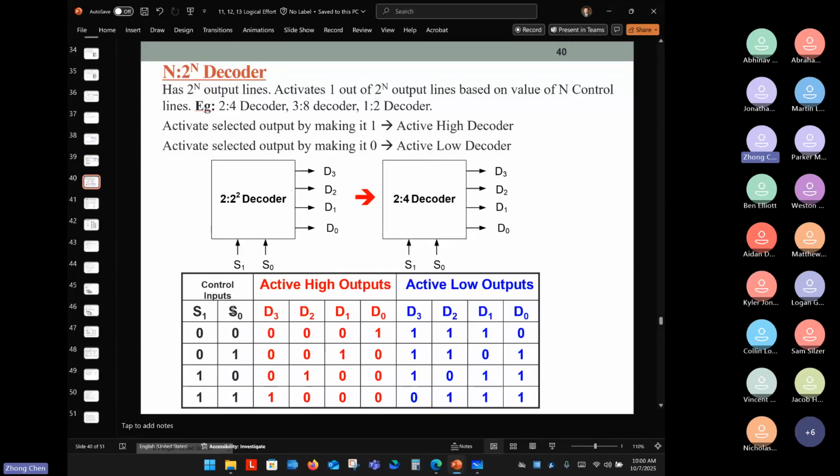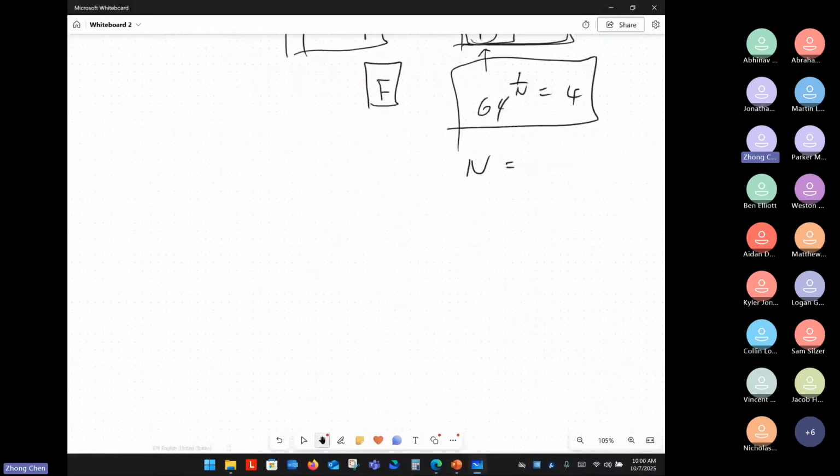You can also separate them out, for example for the 2 to 4 decoder, you can have 4 separate truth tables. So this is one truth table here, 2 inputs, 1 output, and you can get a circuit out of it. Basically, if you have this truth table, you should be able to get an equation out of it. So let's do that together.